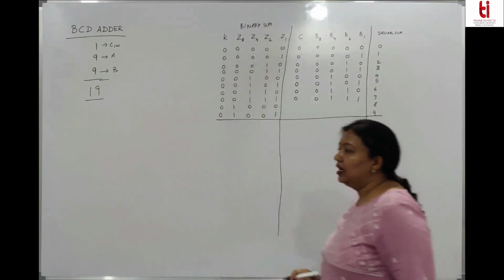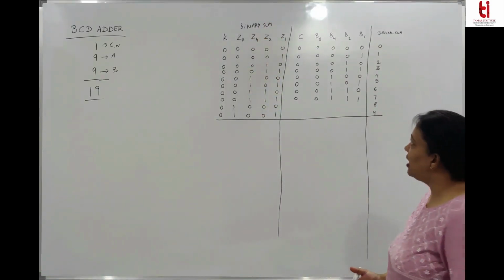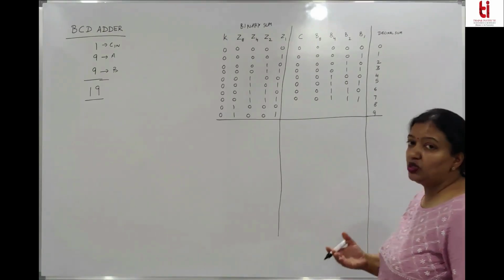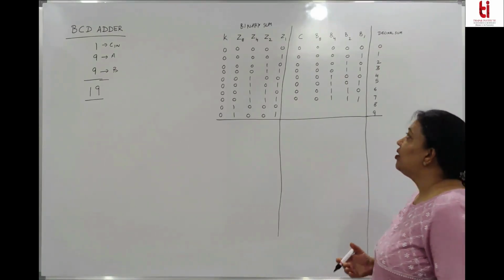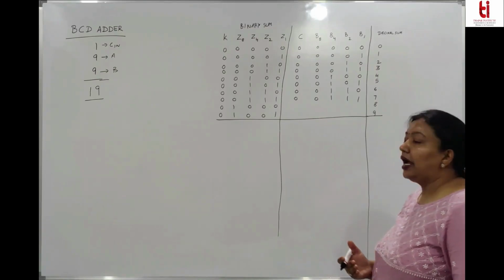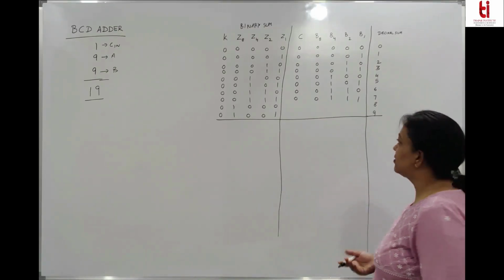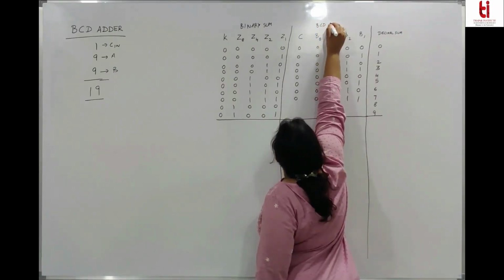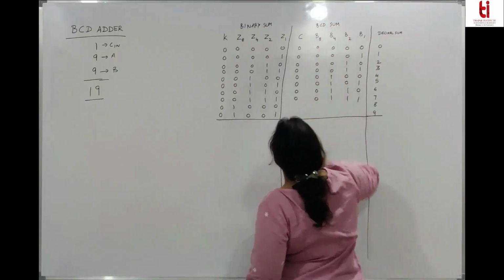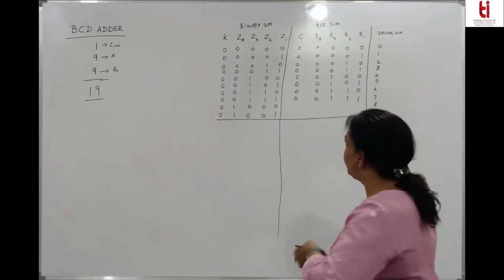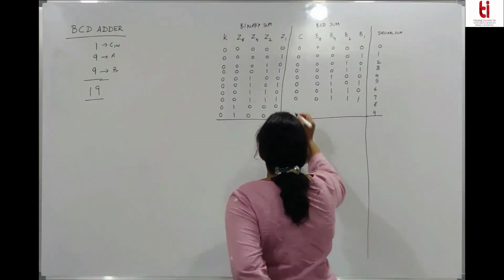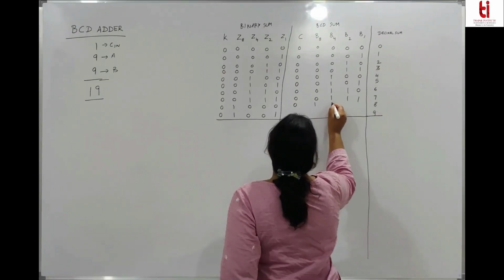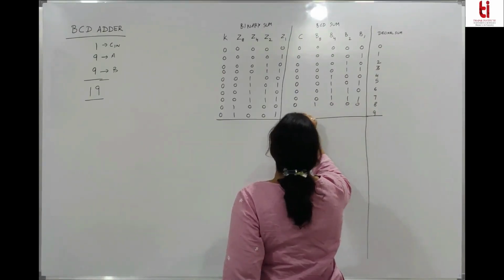K is the carry. And since the sum is going to be 19, it is represented by 5 bits. And this is the BCD sum. For 0 to 9, the sum is represented in identical form.